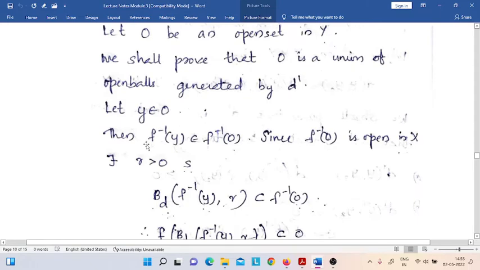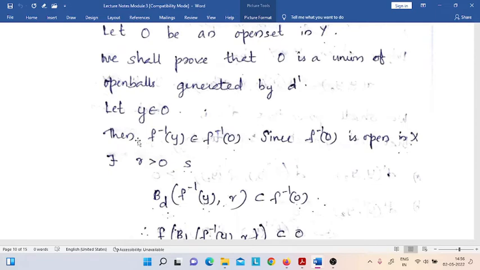Then we will show that there exists an open ball in the space Y which contains the element y, and that open ball is a subset of the chosen open set O. That is what we actually want to show.